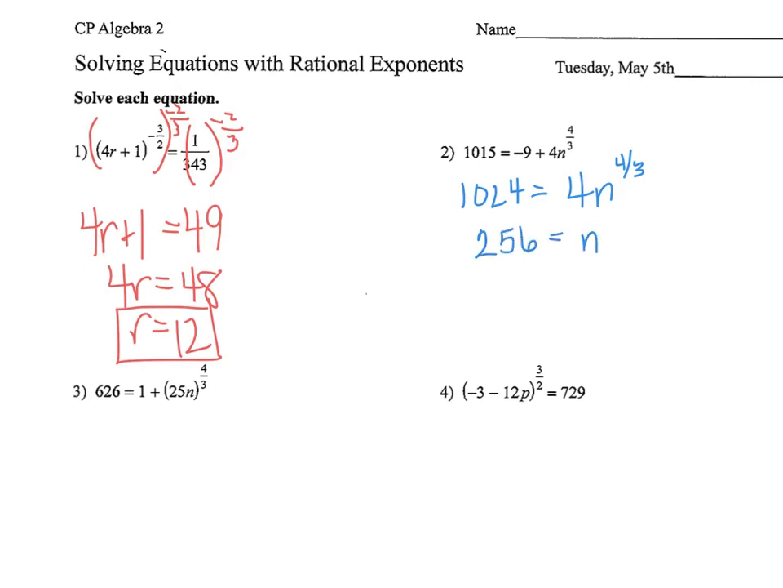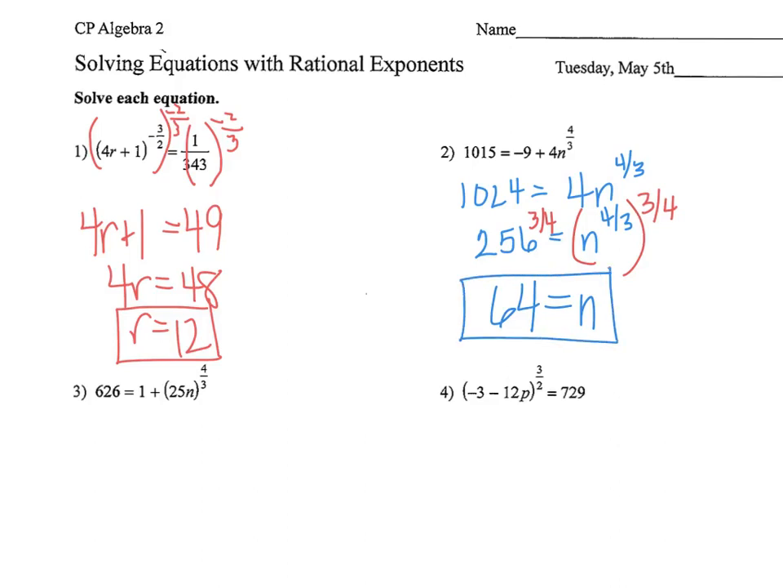I now have n almost by itself, and I need to get rid of that power. Remember, to get rid of that power, I can raise both sides to the reciprocal power. The reciprocal of 4/3 is 3/4. I'm going to raise both sides to the power of 3/4. And if you put that in your calculator, 256 to the 3/4 is 64. So n's now by itself, and it's 64.